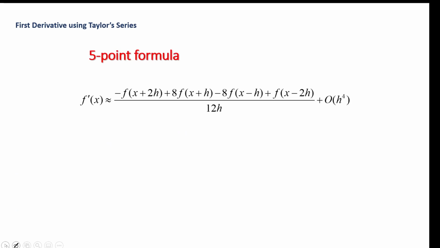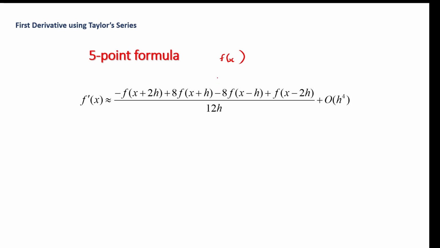Then this is the 5-point formula for the first derivative, which is order h to the power 4. 5-point, okay? So actually this is negative f(x+2h) and then plus 8 times f(x+h). Even though it is 5-point, like the 3-point central, we do not involve the point f(x). It is similar to the 3-point central, not involving this point.